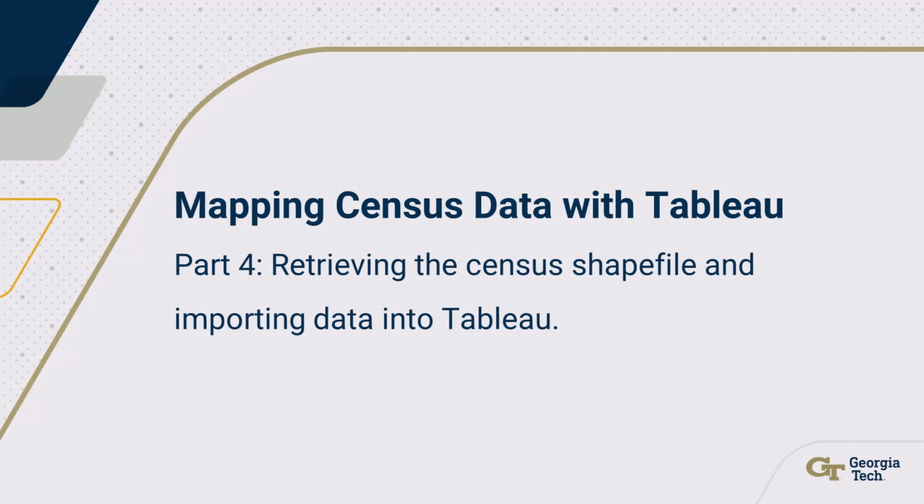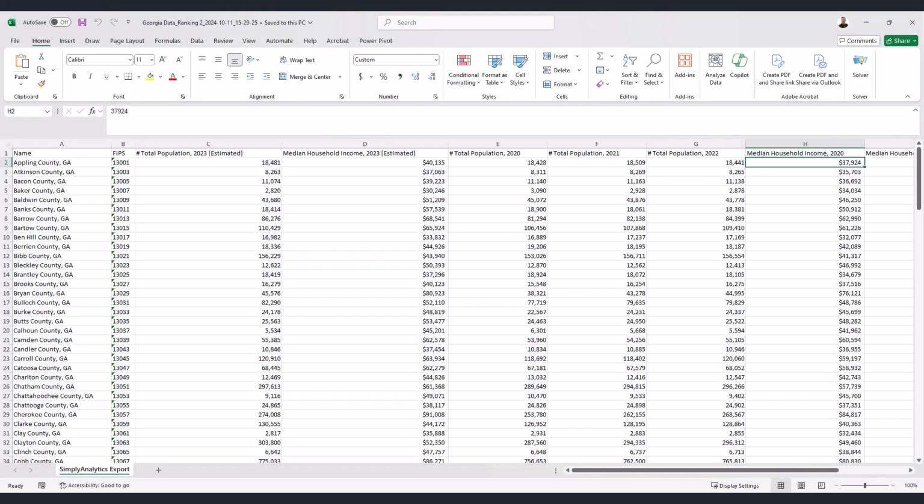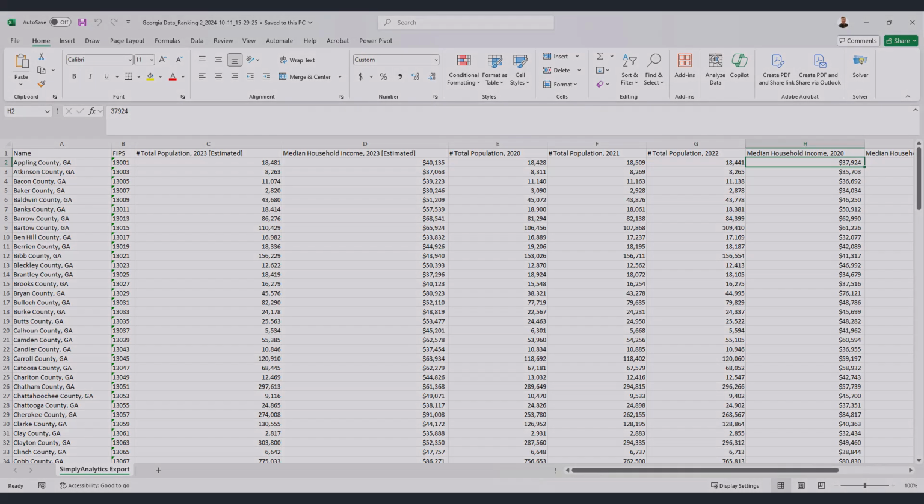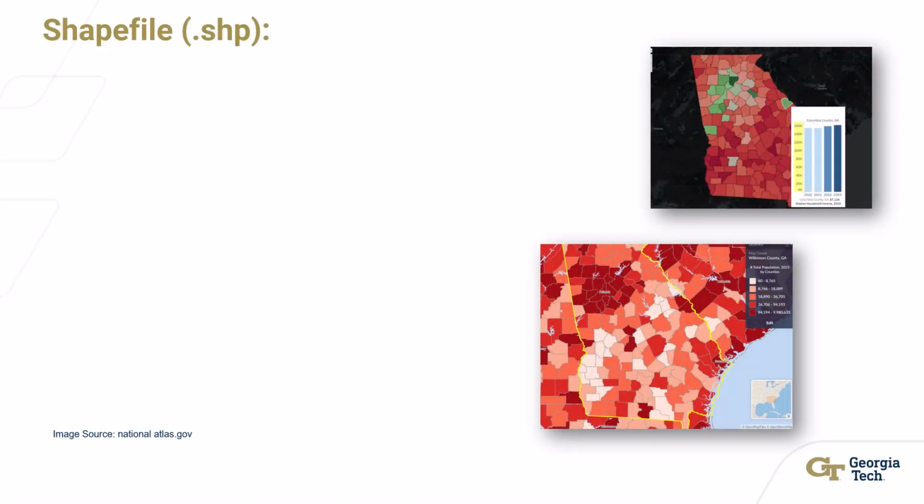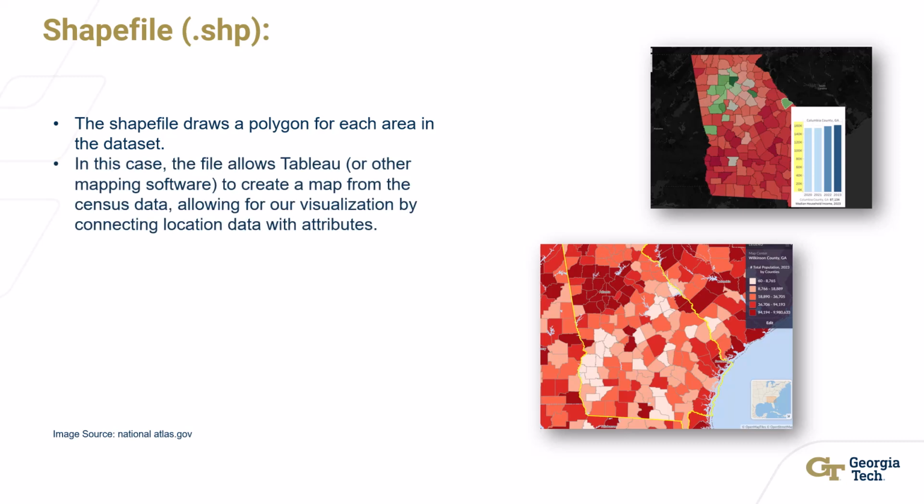Part 4. Retrieving the census shapefile and importing Excel data into Tableau. We have enough data from Excel to start our visualization for the county level. But for this type of project, where we are working with census data at the region, tract, or block level, we need a format called a shapefile. The shapefile draws a polygon for each area in the dataset and allows Tableau to create a map from our census data.